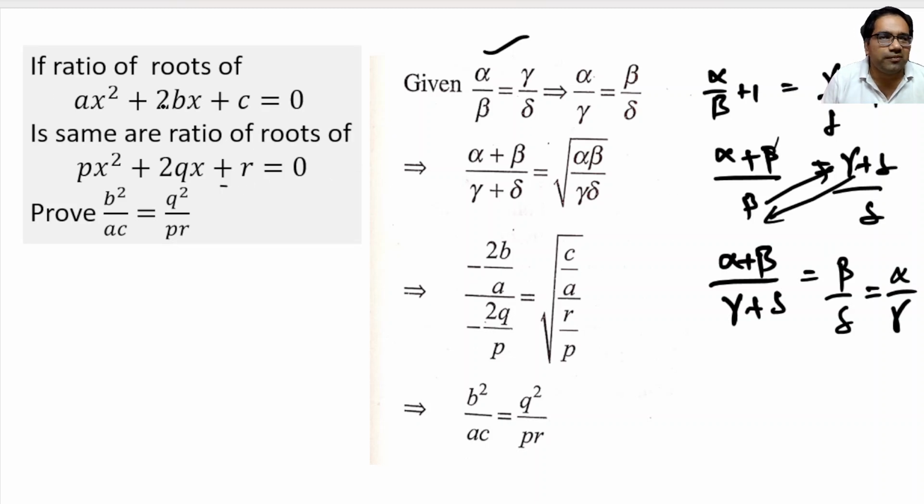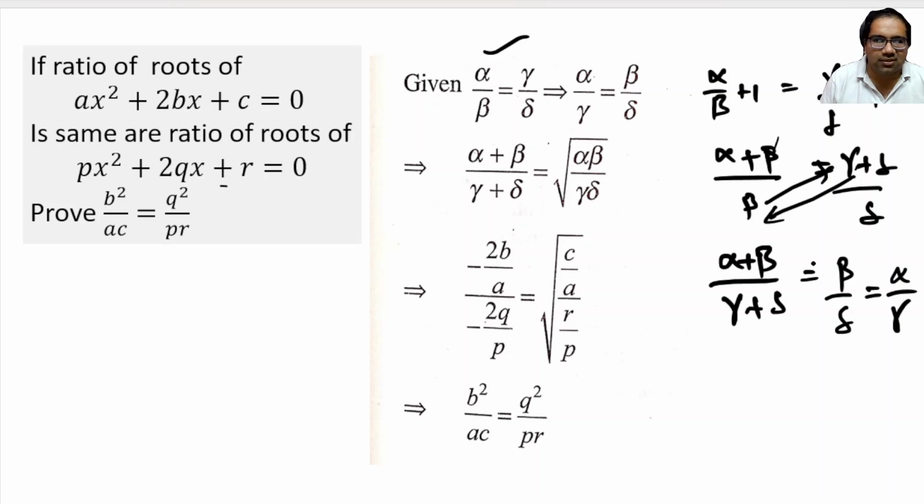But what do we want? We want the relation between a, b, c and p, q, r. We have got some relation between alpha, beta, gamma, delta. But how do we express this in terms of a, b, c and p, q, r? We know the sum of the roots. Alpha plus beta we know, that is -2b/a. Similarly, gamma plus delta we also know, -2q/p. But beta by delta is there. How do we express this in terms of a, b, c and p, q, r?